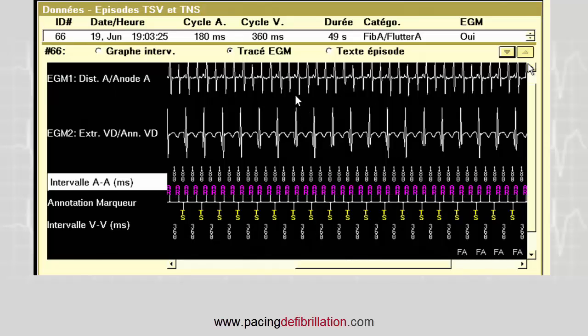When you look at the EGM, you can see that there is a very stable atrial tachycardia, and then a stable and fast ventricular rhythm. There are different steps in the PR logic to lead to the diagnosis of conducted atrial flutter.